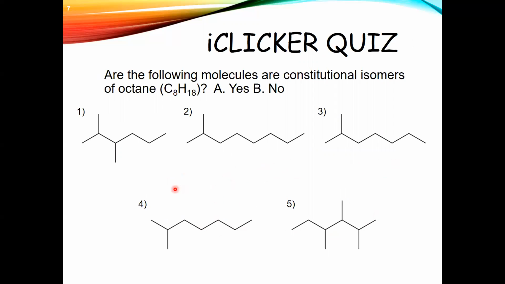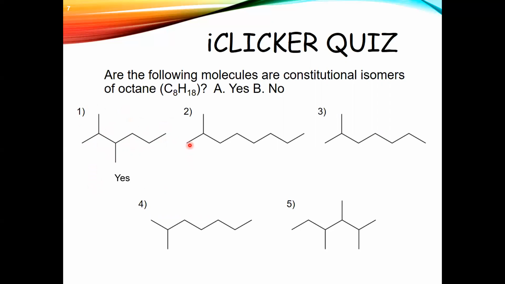All right, let's start with number 1 here. How many carbons do we have? We have 1, 2, 3, 4, 5, 6, 7, 8 carbons. How many hydrogens? We have 1, 2, 3, 4, 5, 6, 7, 8, 9, 10, 11, 12, 13, 14, 15, 16, 17, 18. So here we have 8 carbons, 18 hydrogens. So yes, this is a constitutional isomer of octane.